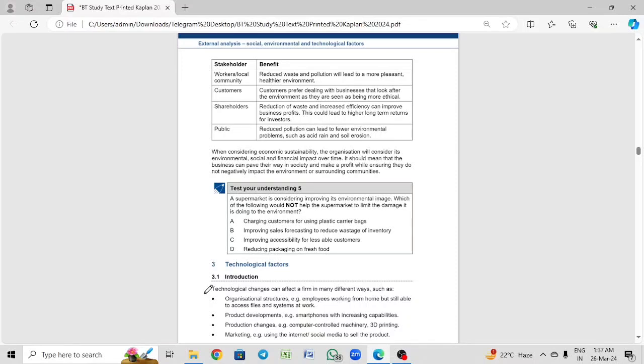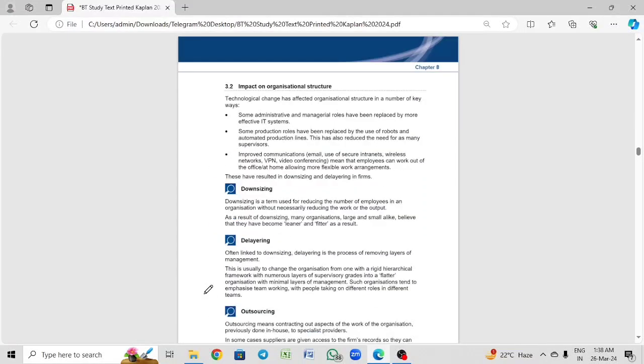Is it a labor intensive organization, or a more technologically advanced organization, okay? The product development, whether it is developing its product with the changing environment or not. The production changes, okay, as I told you, whether it is a labor intensive production or a more machine intensive production. And the marketing strategy, okay, whether the company is still marketing through newspapers and magazines, or whether it is present on the social media platforms or not. So many technological factors also affect the business organizations, okay.